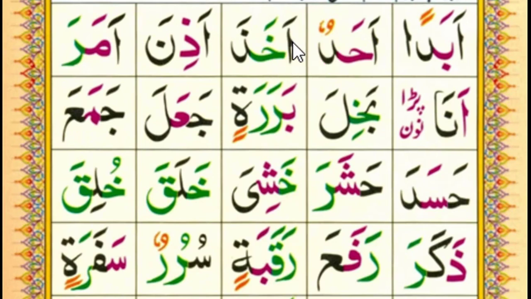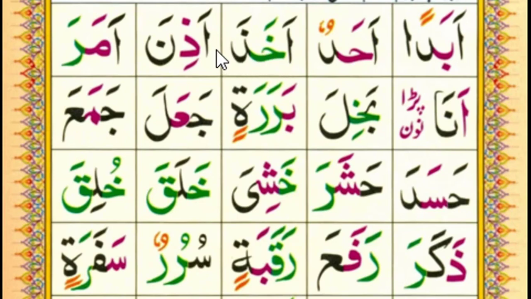Hamza, Fatha, A, Kha, Fatha, Kha, Akha. And the green letters we read in a bold sound. This also remember. Akha, Dal, Fatha, Dha, Akhadha.